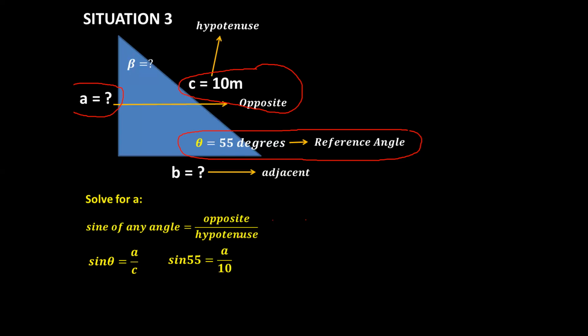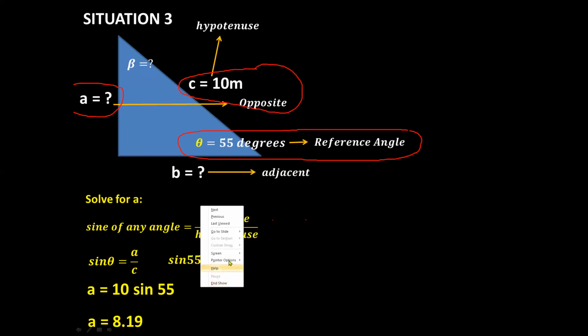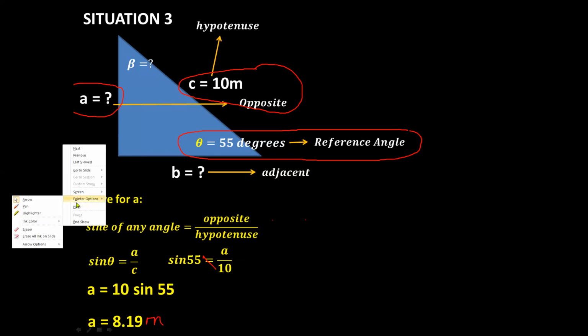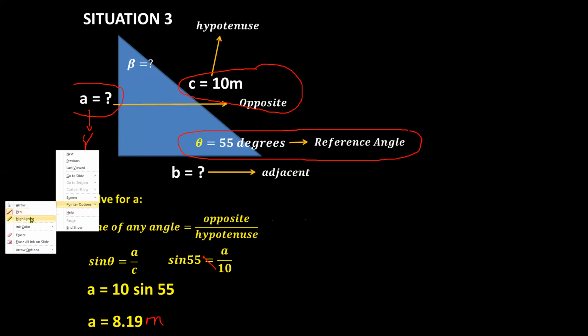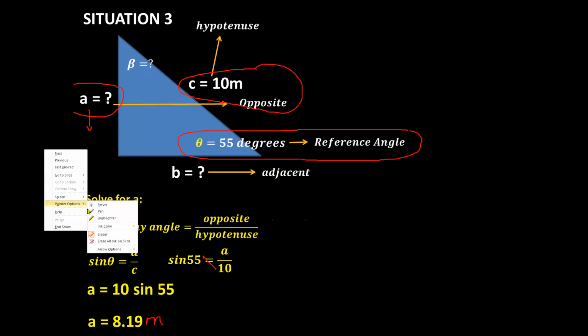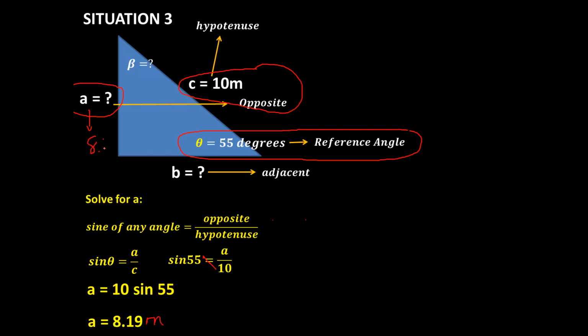Again, likewise kanina na ginawa nating procedure, cross-multiply 10 to sine 55. So, ang mangyayari sa ating equation, A is equal to 10 sine 55. So, 10 times sine 55 using our calculator, ang ating magiging final answer, A is equal to 8.19 meters. Meters ang unit natin gagamitin dahil ang isa sa mga given natin, hypotenuse C is equal to 10 meters. Now, nasolve natin ang side A. Side A is equal to 8.19 meters.